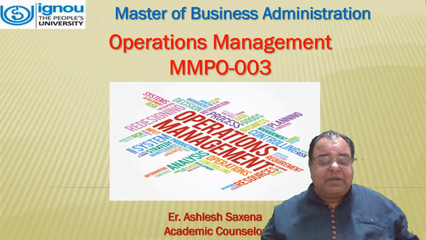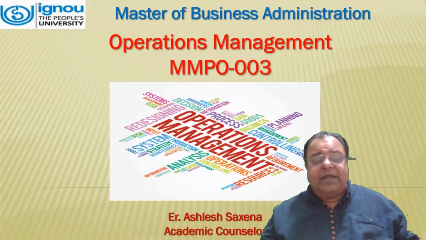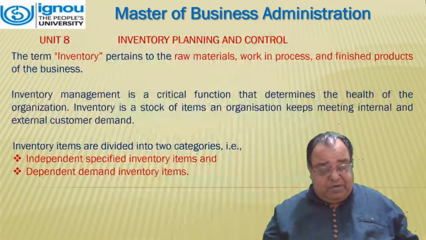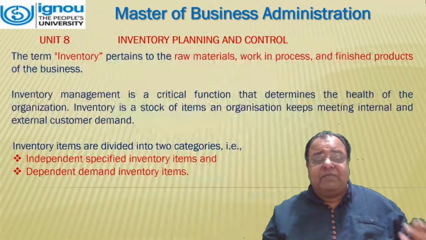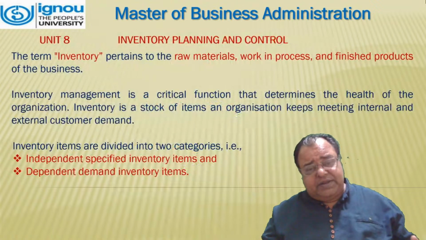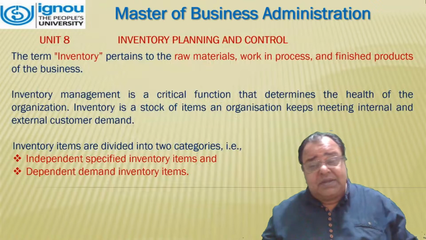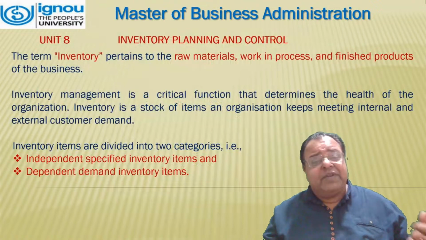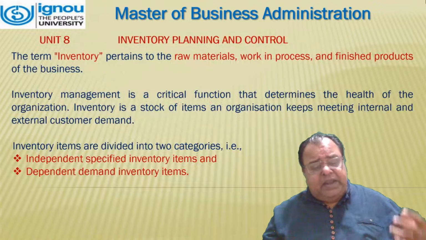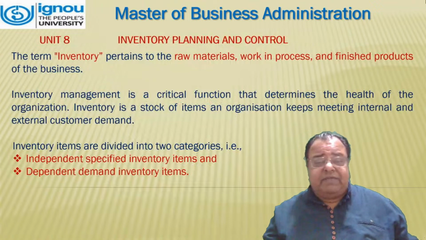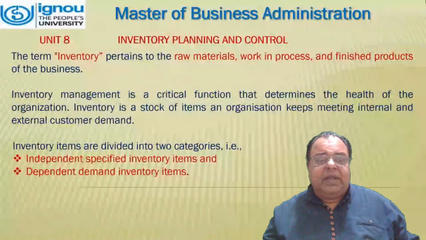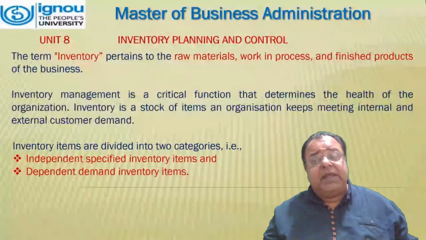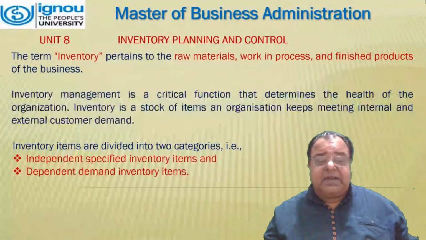Today, we will be continuing with Unit 8, that is Inventory Planning and Control. First of all, what does the term inventory mean? This pertains to the raw materials, work in process, and finished products of the business. Inventory management is a critical function that determines the health of the organization. Inventory is a stock of items an organization keeps, meeting internal and external customers' demand.